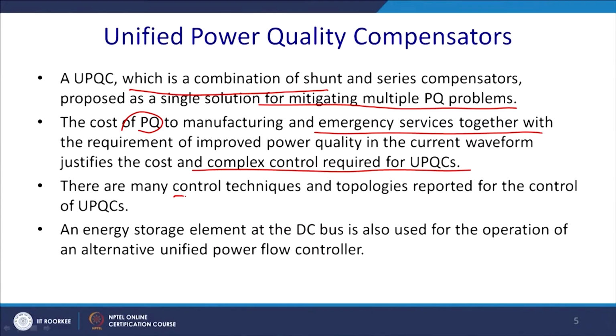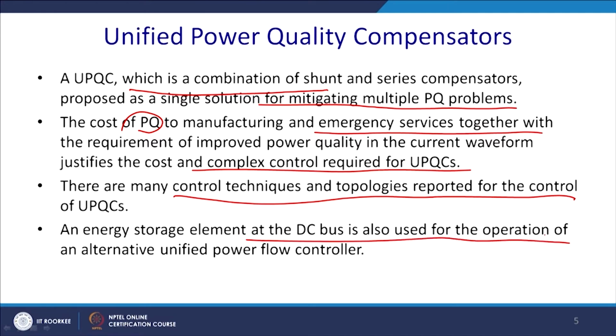There are many control techniques and topologies reported to control the UPQCs. We shall take a few important UPQCs. The energy storage element at the DC bus is also used as an alternate for the unified power flow conditioner. Then real power exchange is also possible, and that can be used to reduce the peak demand capacity, which is also a huge scope of research as well as utilization.